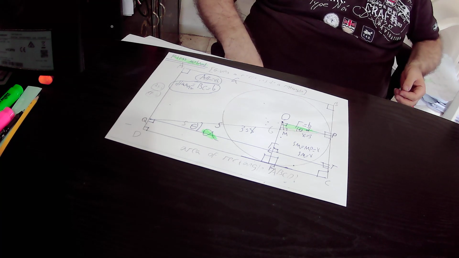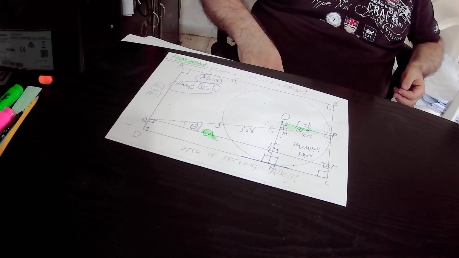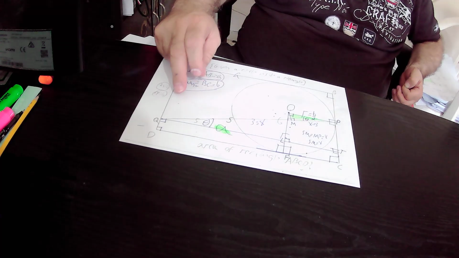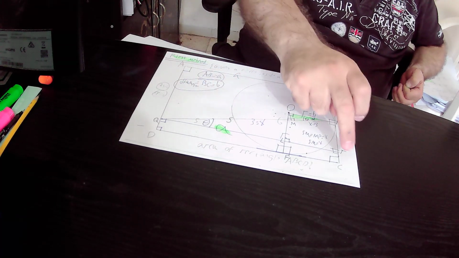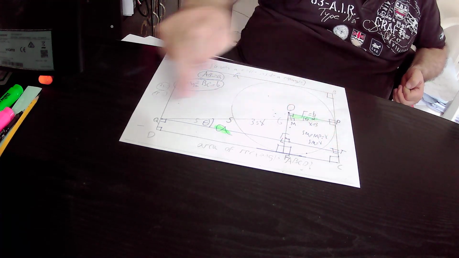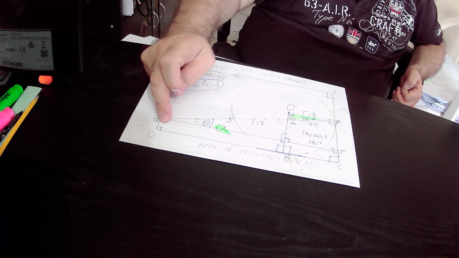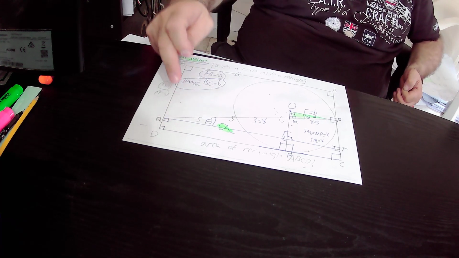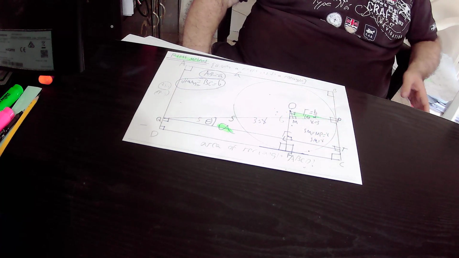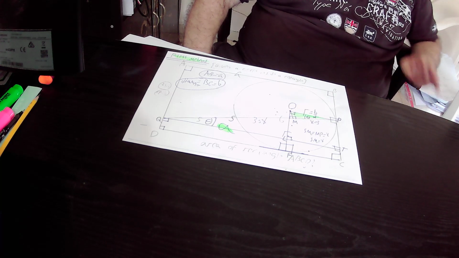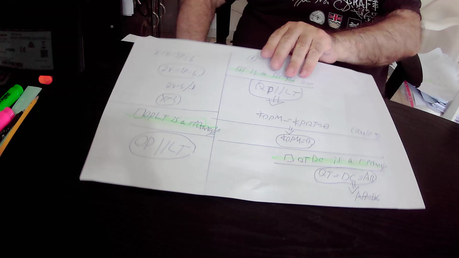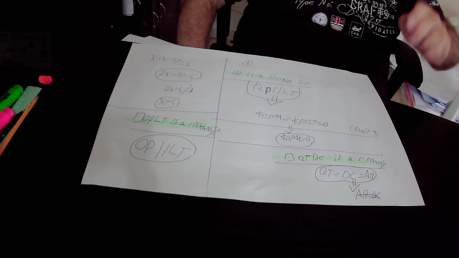Then we focused on quadrilateral QTCD. Inside quadrilateral QTCD we have 1, 2, 3 right angles, therefore the fourth angle must also equal 90 degrees. Therefore in quadrilateral QTCD we have 4 right angles. Any quadrilateral that has 4 right angles must be at least a rectangle, if not a square. So we will treat quadrilateral QTCD as a rectangle.